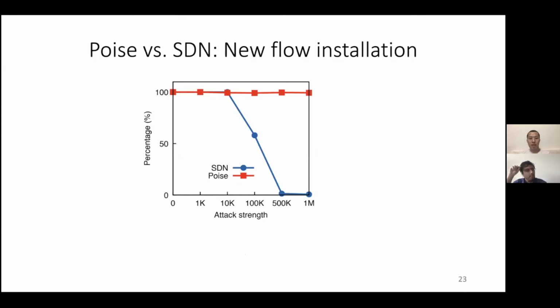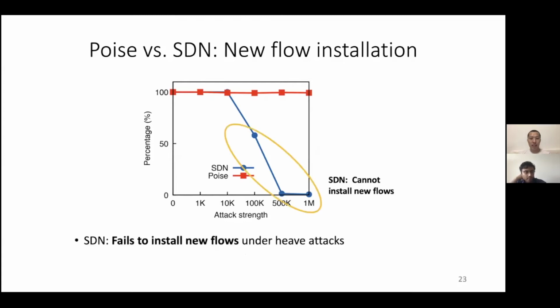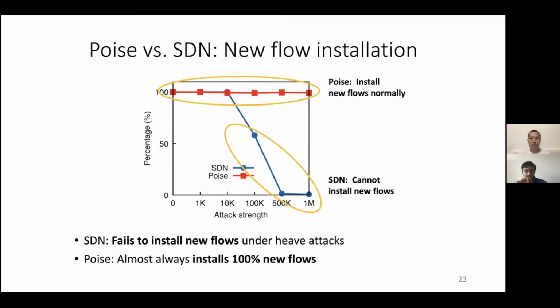The second experiment is similar. We measure, under different attack strengths, how many new flows we can install. Again, the SDN solution failed to install new flows because the control plane is busy, but Poise can always do that because the control plane is not processing any context changes. All the context changes, again, are processed in the data plane. So the takeaway is that Poise is resilient to DOS attacks on the control plane because of the hardware pipeline nature of the P4 switch.